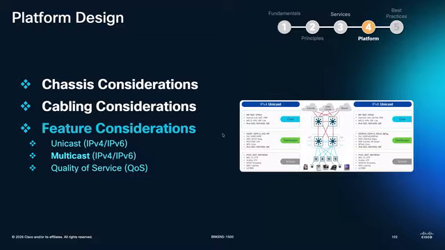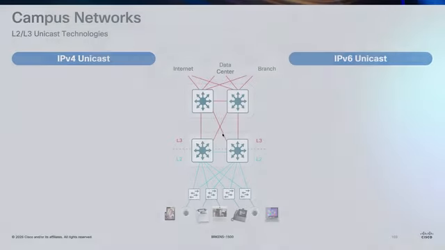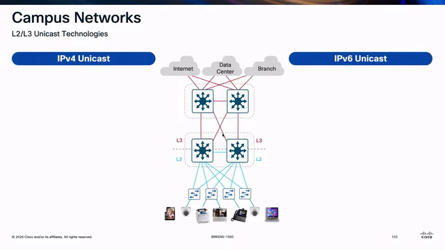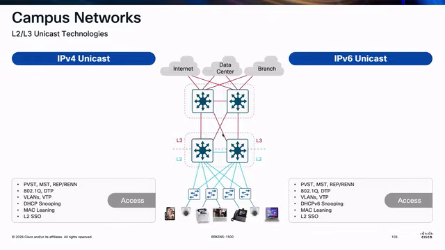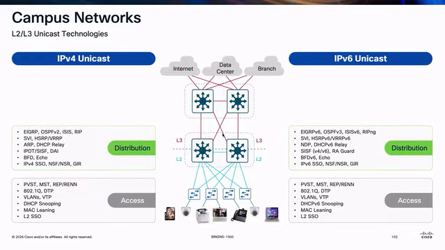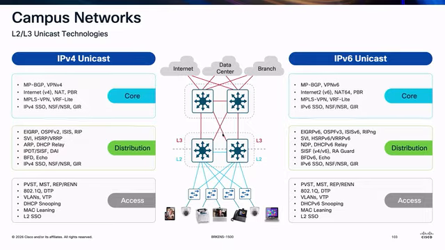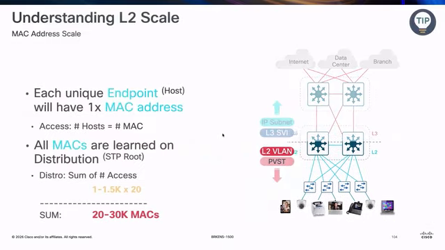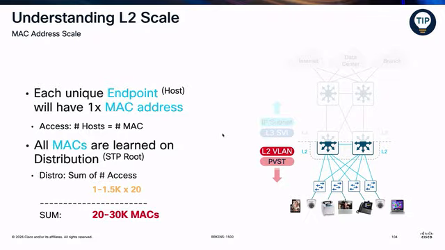All right, now feature considerations. There's no time to go through all the features that go into the access, distribution, and core layers for both IPv4 unicast and IPv6 unicast. But what I really wanted to flag is that every single feature in here consumes some sort of resources on your device: the CPU, the ASIC resources, or the scale, and FIBs. So if you think about planning layer 2, you need to think about the number of endpoints you have.